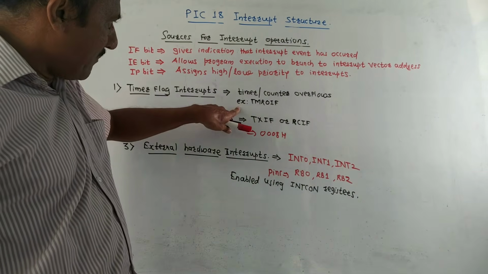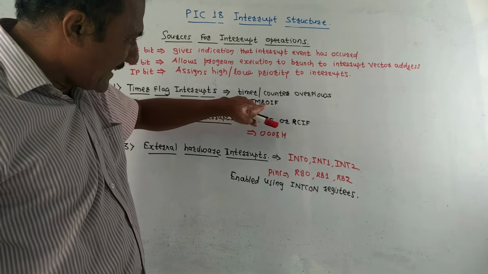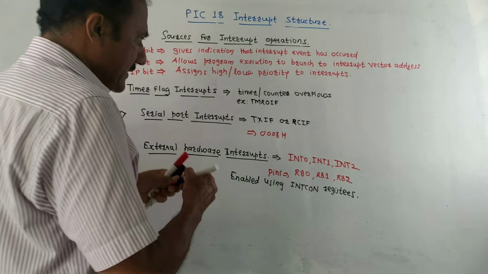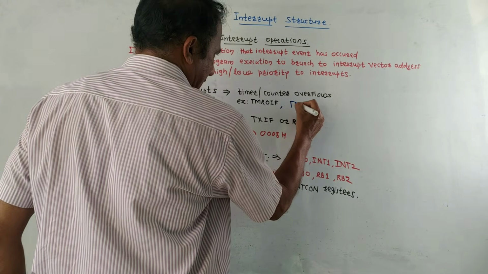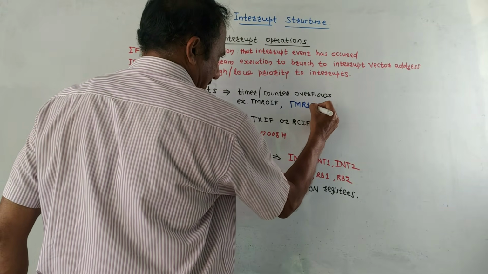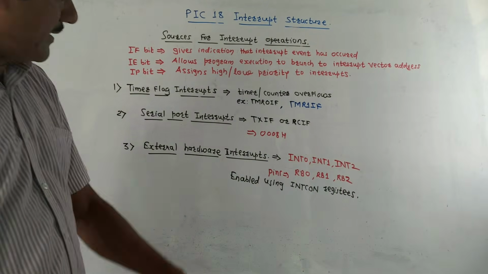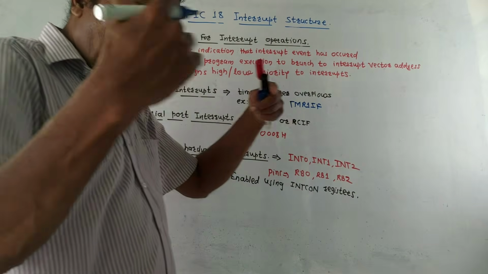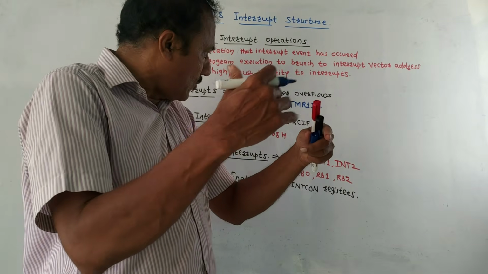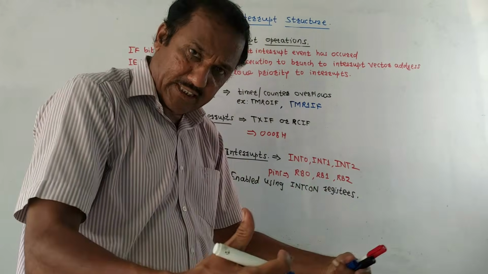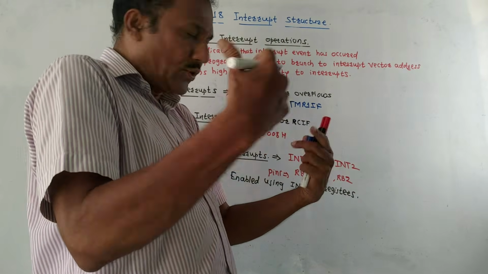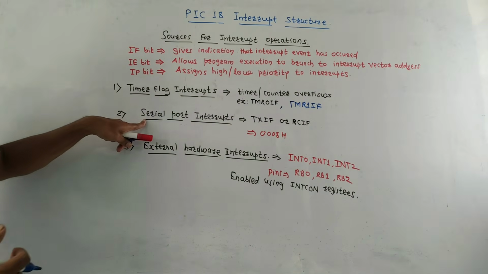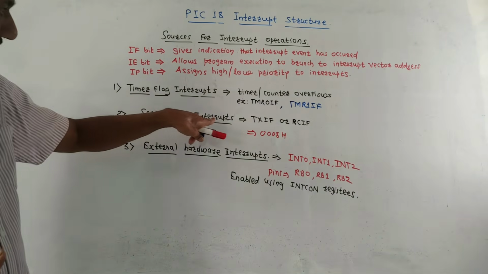So for example, it is TMR0, that is timer 0 interrupt flag, that is interrupt overflow flag. Same way we have TMR1IF. So it is flag related to overflow, flag related to timer 1. Whenever this overflow occurs, the microcontroller gives attention, provides services to the interrupt service routine, and then these particular flags are cleared. Second type of interrupts are serial port interrupts.